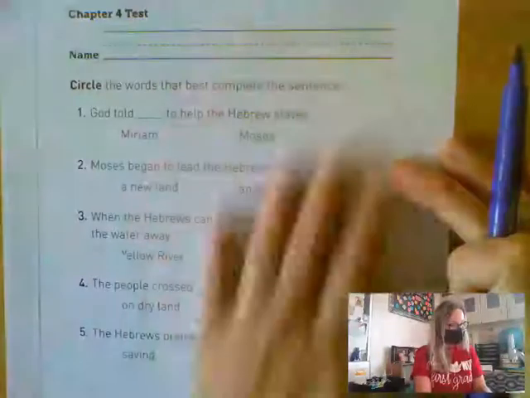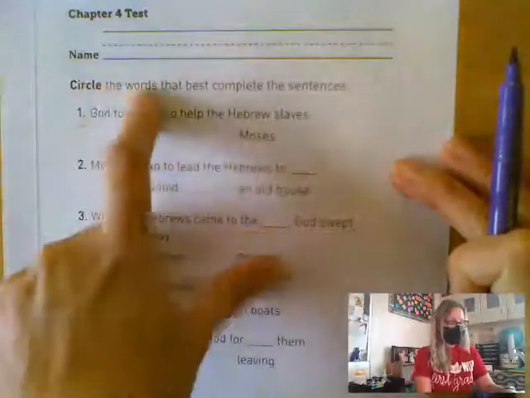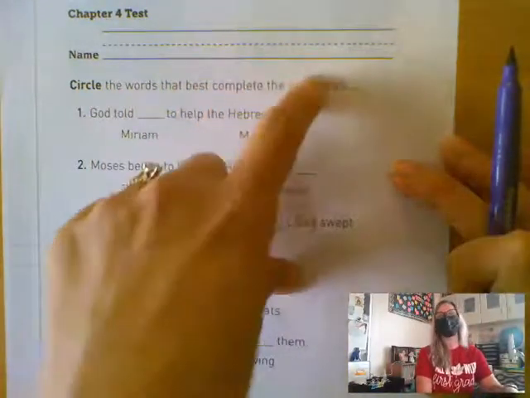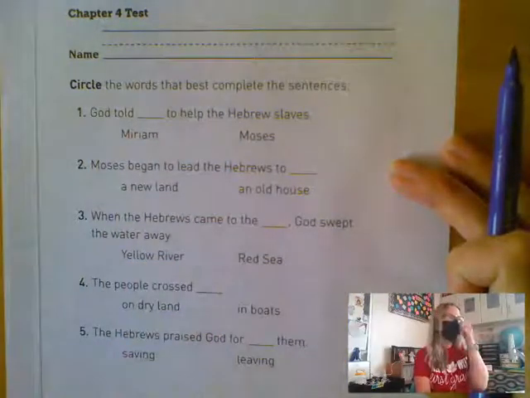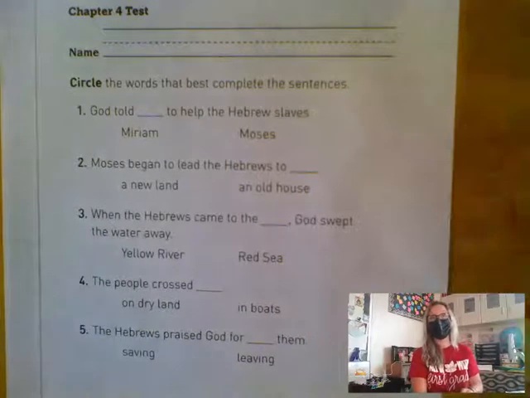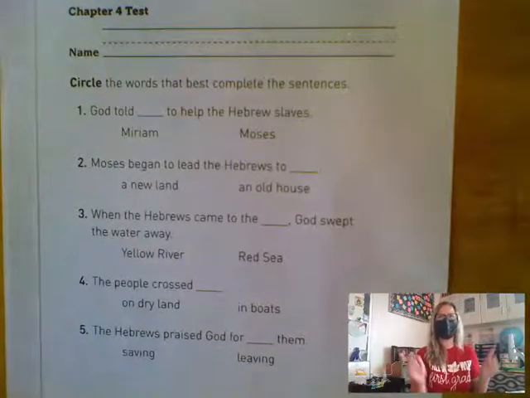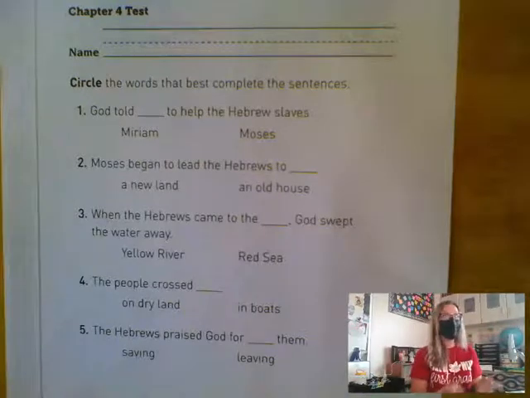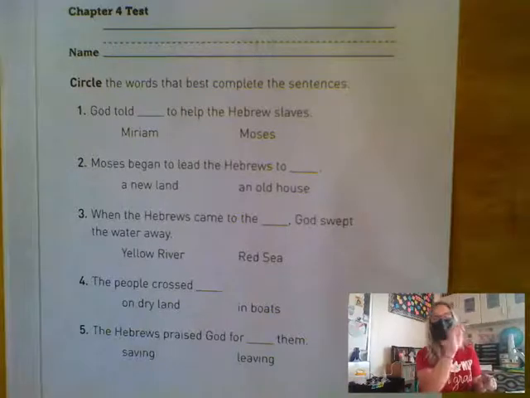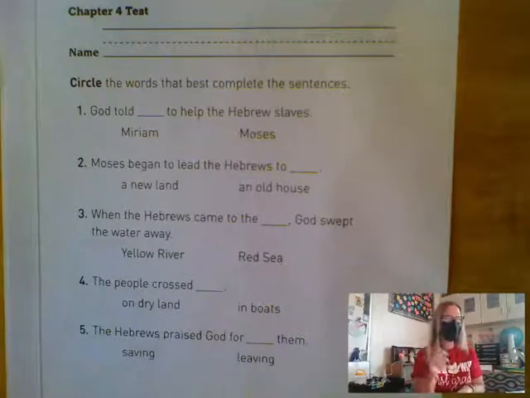So on this side of the paper, it says circle the words that best complete the sentences. So for each of these, we'll have two choices. You should only circle one of them. On the last test, a couple of you had circled two answers for one question. If you circle one and then you change your mind and circle the other, make sure you either cross off or erase the first one.